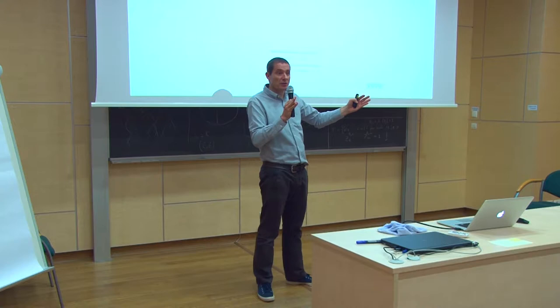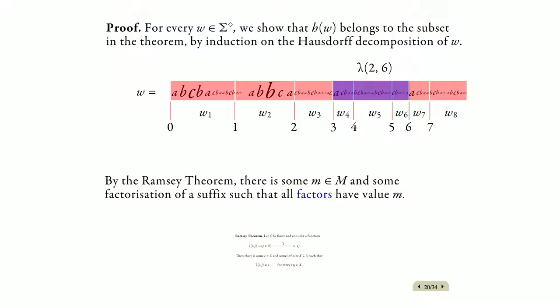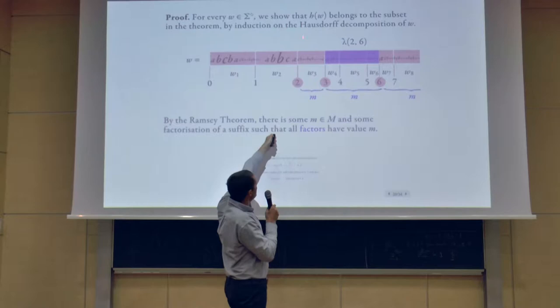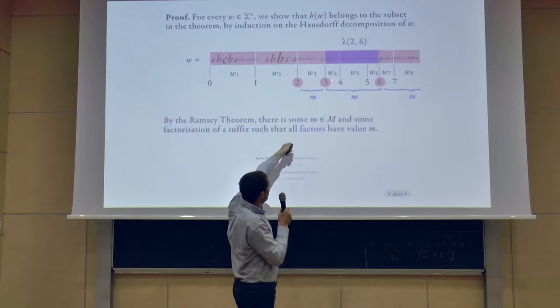And now the Ramsey theorem tells you that there is some color out of the finite set of possible colors, because you can apply it, such that if you just restrict to some subset of cuts, like maybe 2, 3, and 6, it's always going to be this value in between.